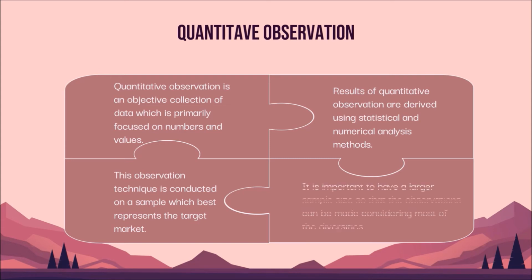Because it is important to have a larger sample size so that the observations can be made considering most of the diversities. By considering a large population, the observation results are most likely to have higher credibility. Once a market researcher collects data from the sample, the process of analysis begins and observed results are attained.